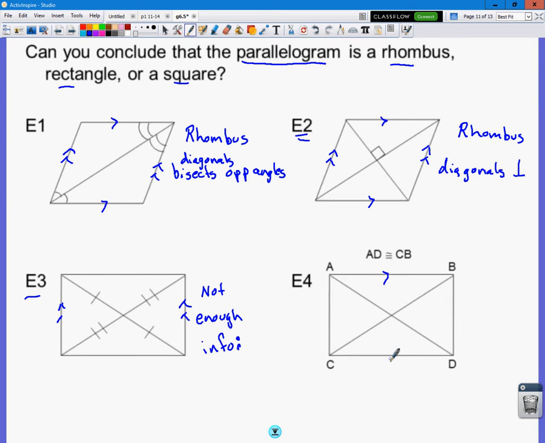Example 4. Again, they told me that this was a parallelogram to start with. Is there enough information to state whether it's a rectangle, a rhombus, or a square? AD and CB are the same length. So that means it's a rectangle. It's a rectangle. Why? Because the diagonals are the same. Diagonals are congruent. Smart.